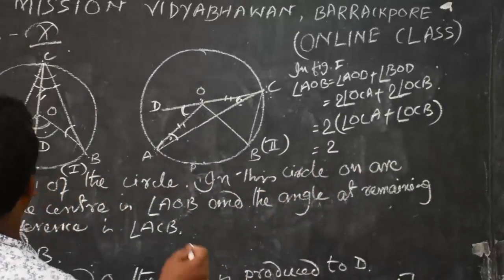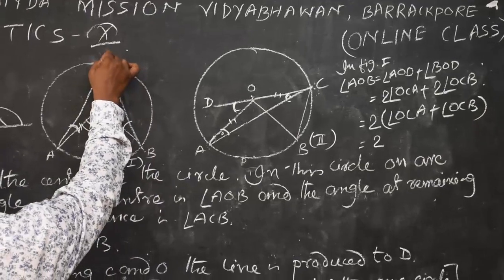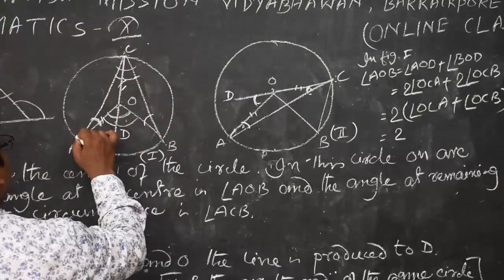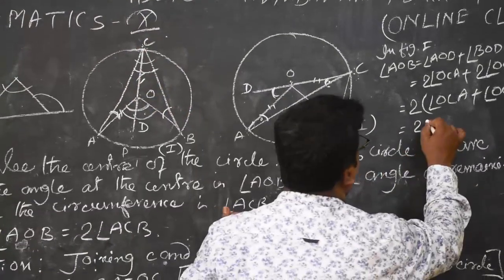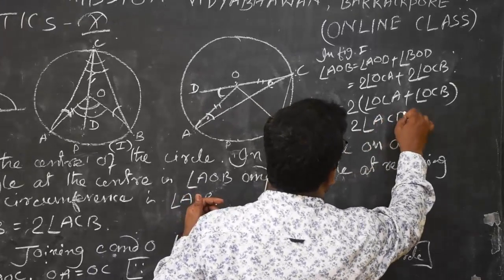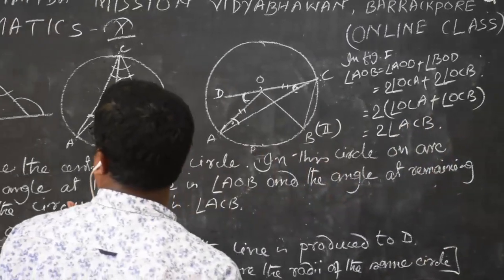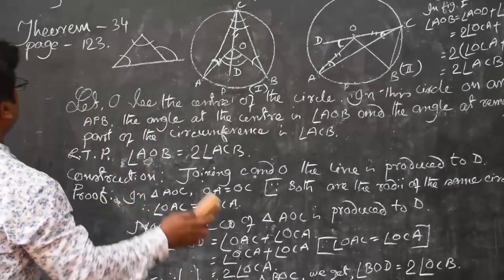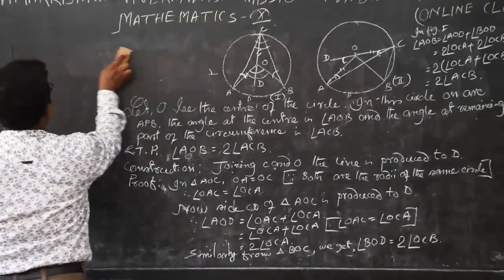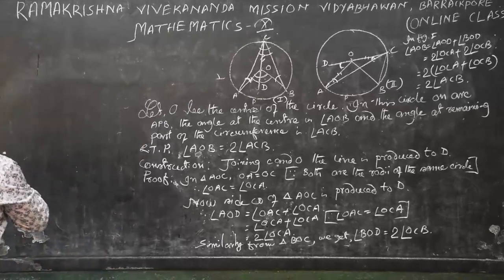Now go to figure number 1. If we add angle OCA and OCB, then we get angle ACB, so 2 angle ACB. Now we are going to understand figure number 2. Right here, figure number 2.